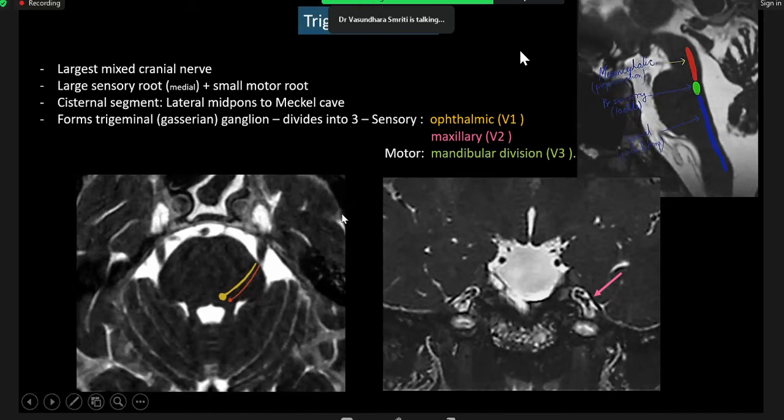So before talking about the perineural spread, let's look at the normal anatomy of the trigeminal nerve, which is the most commonly involved nerve. So the trigeminal nerve, the root is present in the pons. It comes out through the mid pons. This is the cisternal segment. After the cisternal segment, it enters the Meckel's cave. This is the coronal of the Meckel's cave.